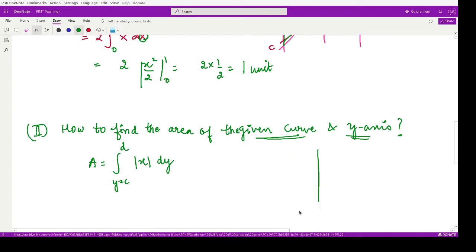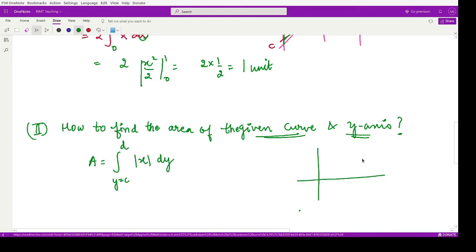So if you have some area of this kind, suppose this is our coordinate axis and this is some curve given to you, and this point is say D, this point is say C. So you will make a horizontal line from this point C and from this point D to this curve. Whatever is this region, we are to calculate its area. So its area is calculated by taking a horizontal strip. You will draw a very small horizontal strip of this kind.